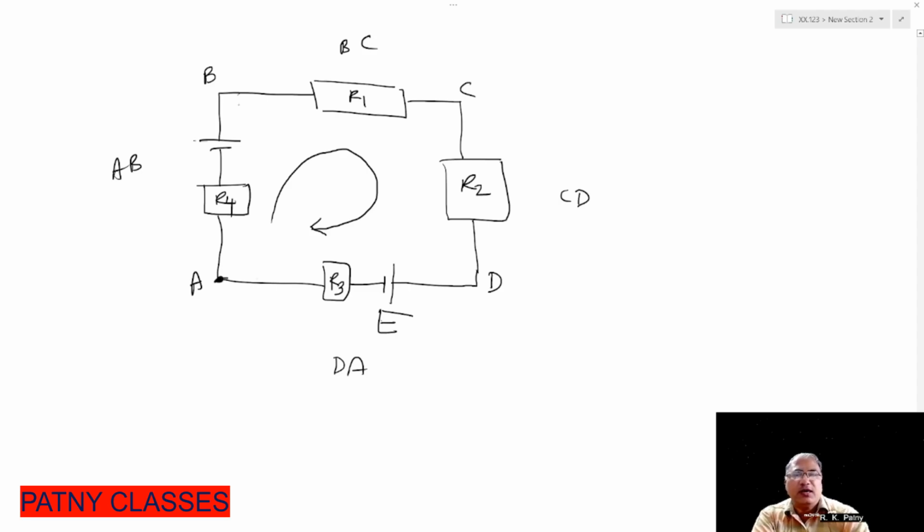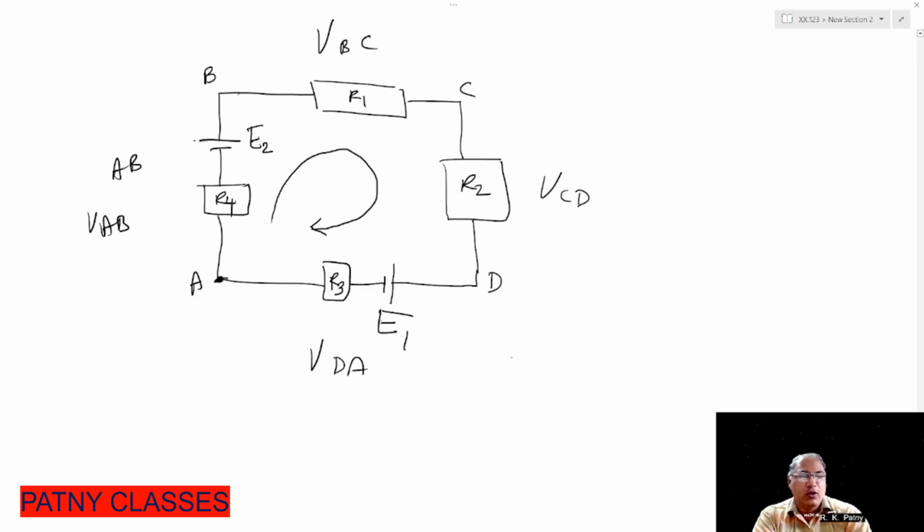And what is the voltage between A and B? That is VAB. What is the voltage between B and C? That is VBC. The voltage between C and D is VCD, and the voltage between D and A is VDA. As well as that, there are an EMF E1 and an EMF E2 present in the circuit. So there are two EMF sources, and the rest are resistances.